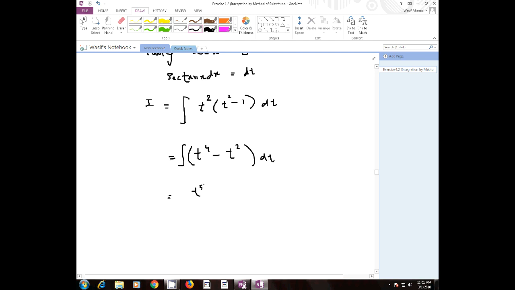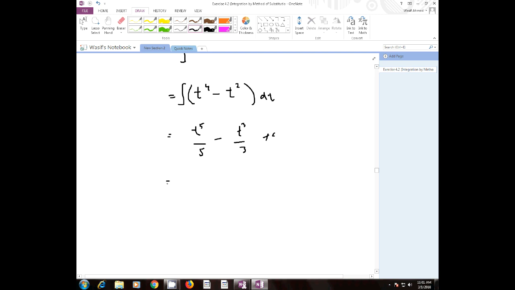t raised to the power 5 divided by 5 minus t raised to the power 3 divided by 3 plus a constant of integration. Put the value: secant raised to the power 5 x divided by 5 minus secant cube x divided by 3 plus a constant of integration. This is the answer. Let me confirm it from your textbook. Yes, this is the answer.